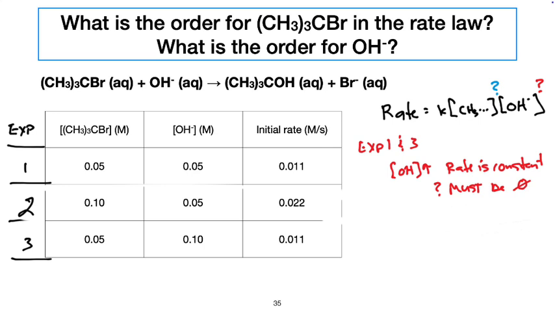Okay. What does that mean about the CH3 thing? It has to have some effect on the reaction. Otherwise, how is a chemical reaction happening? But the question becomes, how? Is it first order? Is it second order? Okay. How do we figure that out?